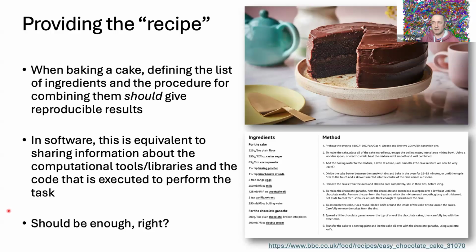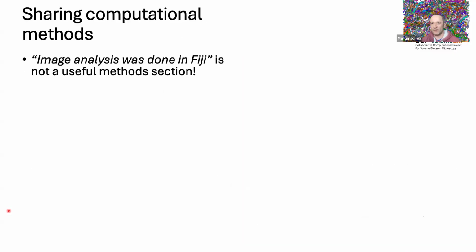And in software, this is equivalent to sharing information about the computational tools and libraries that you used to run your code, and also obviously the code that you use to solve the task. So that should be enough, right? For a long time, image analysis reporting in journal publications was along the lines of: my image analysis was done in Fiji.